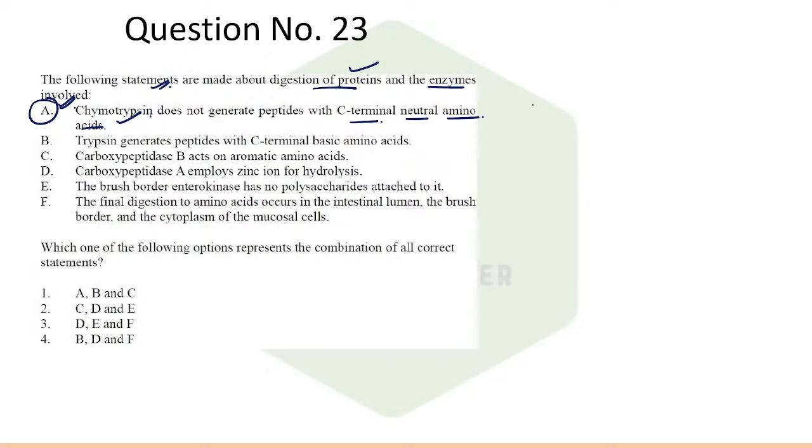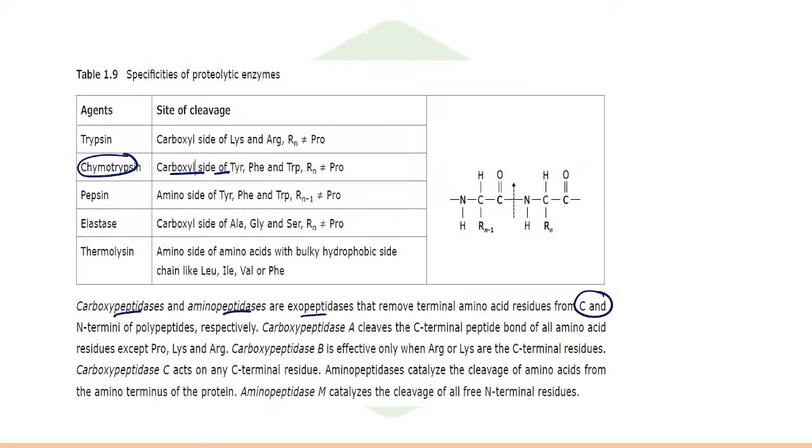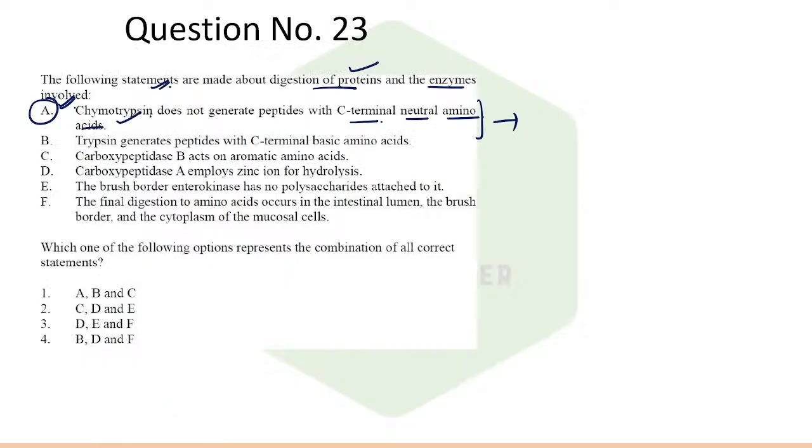If it is working with both of the sides, is it making it correct or incorrect? And it works with what? It works with tyrosine, phenylalanine, and tryptophan. That means not with the neutral ones. So option A is incorrect.